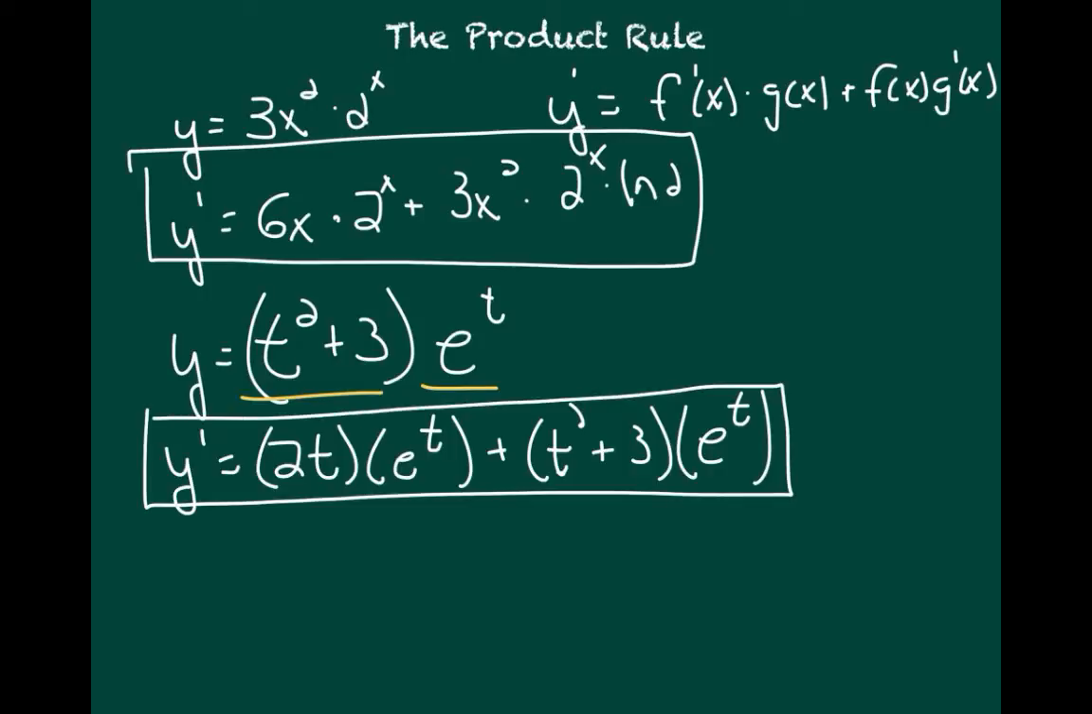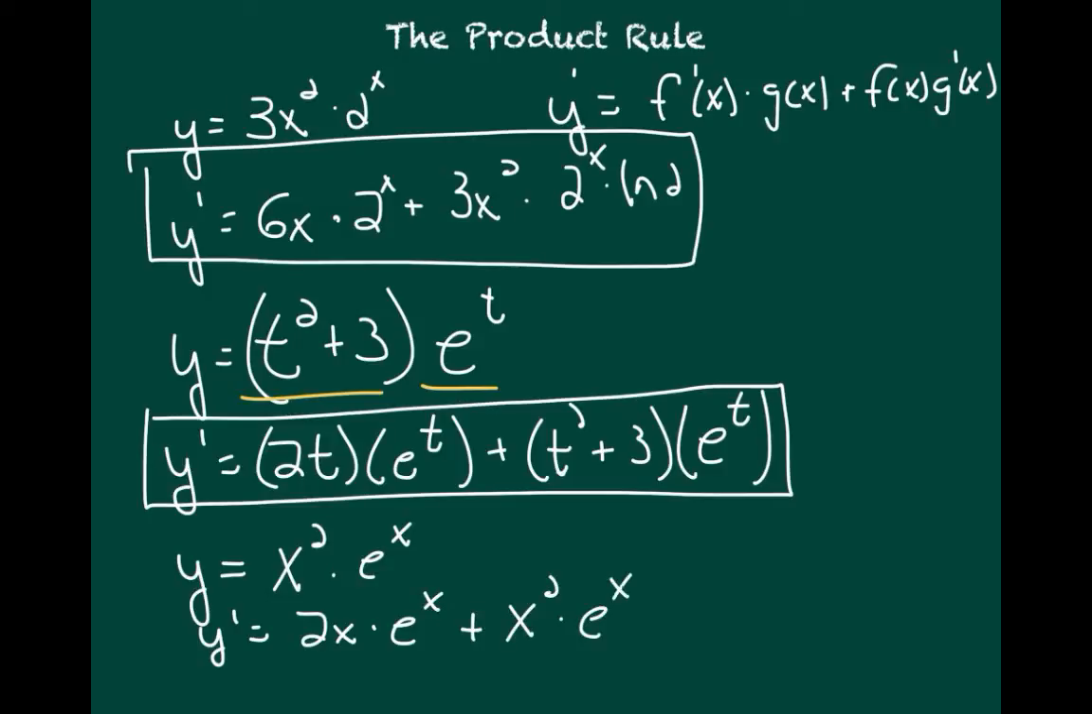All right, let's try another one and turn it into Zaption. How about x squared times e to the x? Take a minute and do it on your own. Okay, well, y prime is going to be the derivative of the first, which would be 2x, times the second, plus the first times the derivative of the second, which is once again just e to the x. I hope you're catching on. Let's try one more.